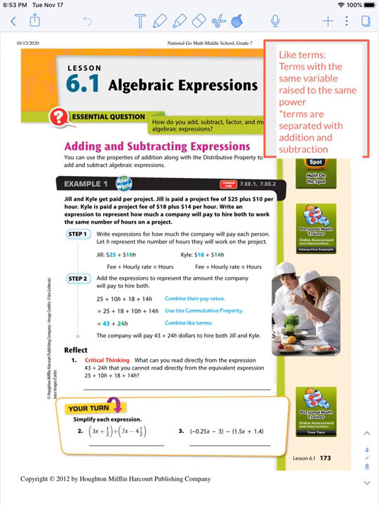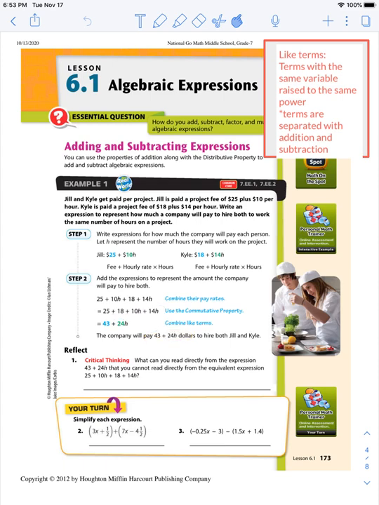So before we even read the problem, I want you to look at this part. 10h and 14h are like terms. We can combine 10h plus 14h to get 24h. Now, because 25 and 18 don't have a variable, those are also like terms. So we can add 25 and 18 to get 43. We cannot combine 43 and 24h because they are not like terms. One has an h, one has no variable. We cannot combine those. So that expression would be our answer.